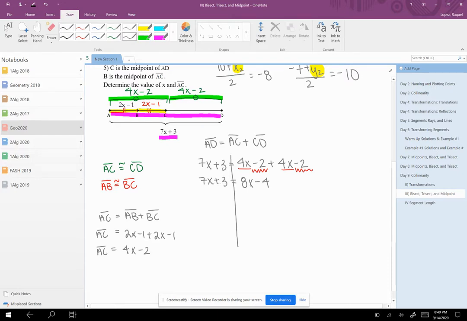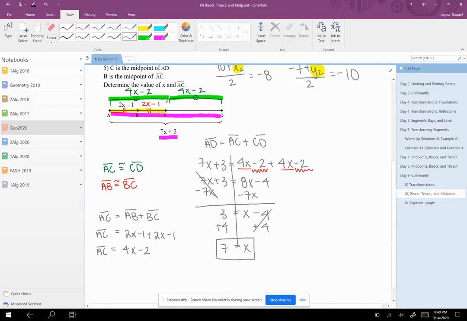Okay, awesome. I want to move all of my variables to one side, so I want to move 7x to the other side. I'm going to subtract 7x from both sides. I'm left with 3 equals 8x minus 7x, which just means I'm left with 1x minus 4. I want to move that 4 over, so I'm going to add 4. 3 plus 4 is 7. So I now have solved for x. x is 7. But that's not it.